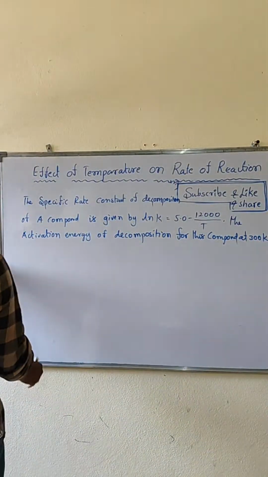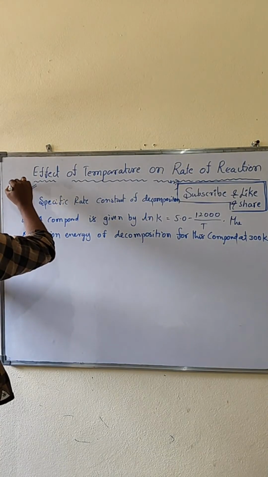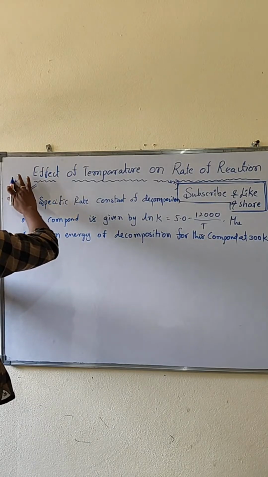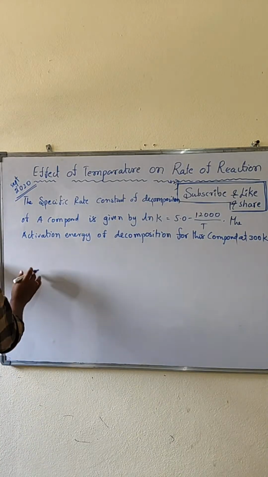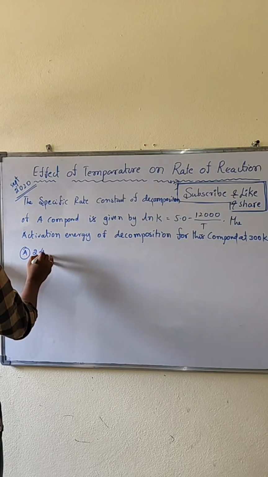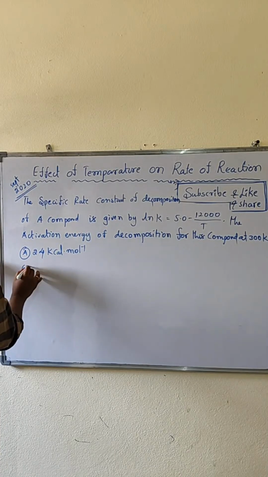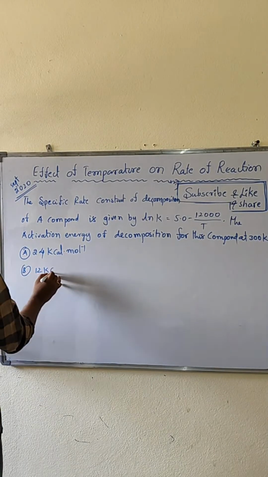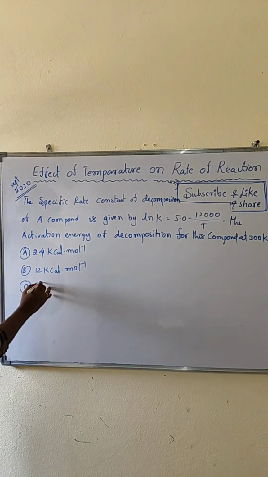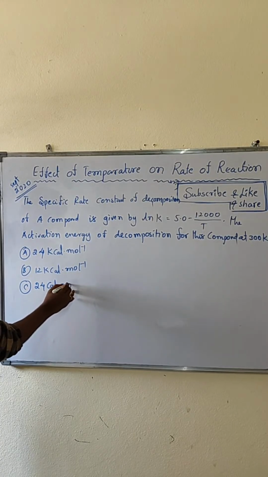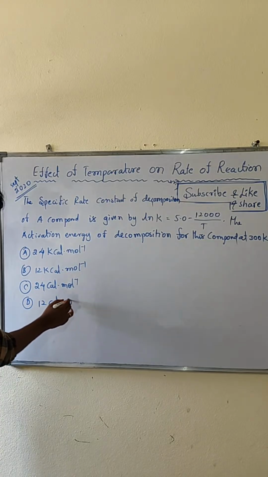Observe it carefully, my dear students. This question was given in 2020 September. Look at the options. A option will be 24 kilocalories mole inverse. Then B, 12 kilocalories mole inverse. Then C, 24 calories mole inverse. Then D, 12 calories mole inverse. So like this is given.